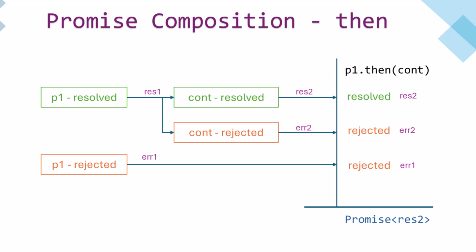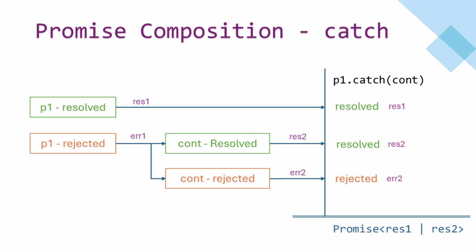Now, then is a success callback. It describes how to continue when the original promise resolves successfully. So if the result is an error, meaning P1 is rejected, then becomes transparent. It doesn't run the callback at all and simply reflects the rejection of P1. If P1 is resolved, then the continuation runs, and in that case, the result of the composed promise will be identical to the result of the continuation.